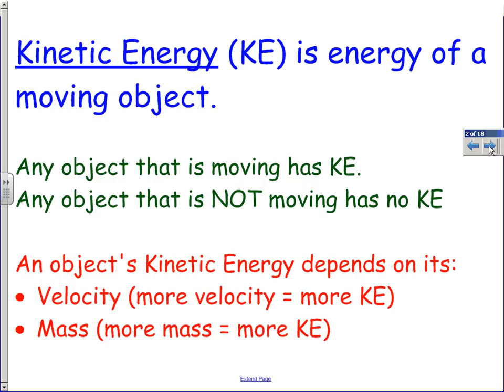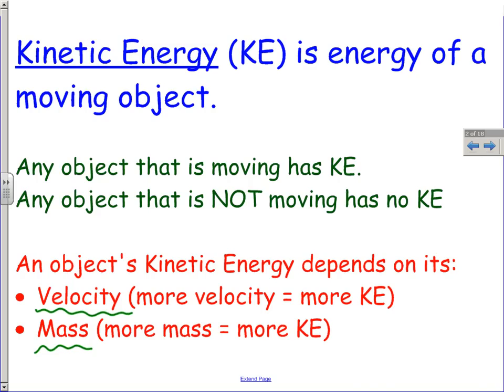All right, so kinetic energy. Kinetic energy is energy of a moving object. Any object that is moving has kinetic energy, which means then that if the object is not moving, it has no kinetic energy. The kinetic energy that an object has depends on the velocity of the object. The faster the object is going, the more kinetic energy it's going to have. And it depends on the mass of the object. The more mass the object has, the more kinetic energy it's going to have, assuming that it's moving. Remember, no matter how massive something is, even if it's not moving, it has no kinetic energy.